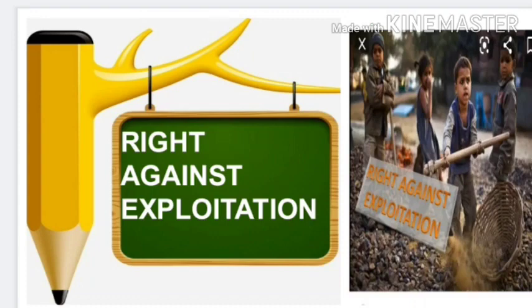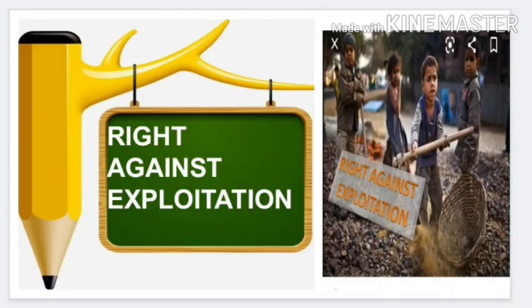And then the right against exploitation. Students, first you all need to know what is meant by exploitation. Exploitation means treating people unfairly in order to use some people as labor. The right against exploitation is given in Articles 23 and 24.